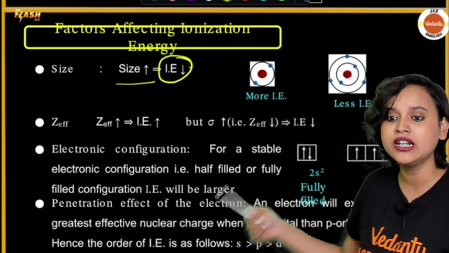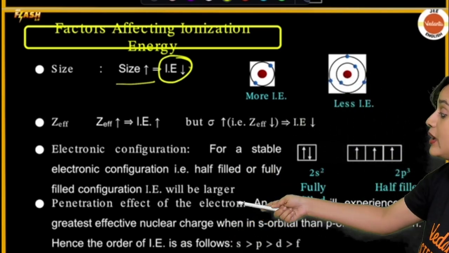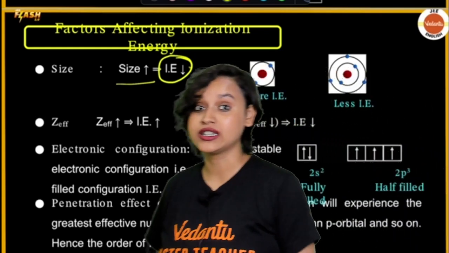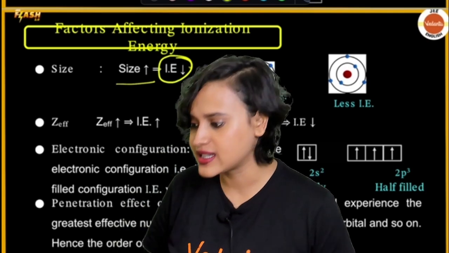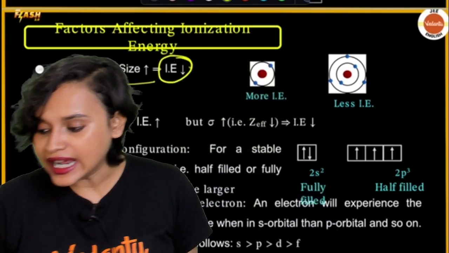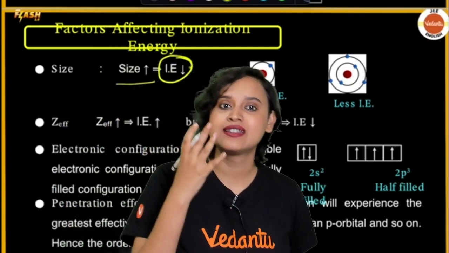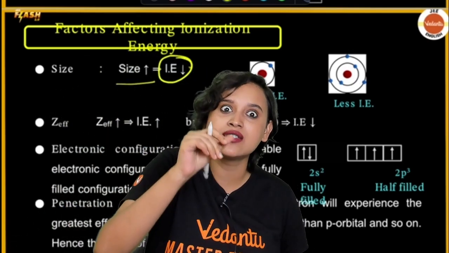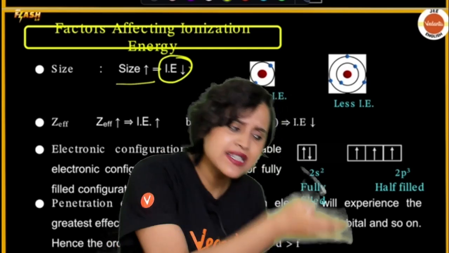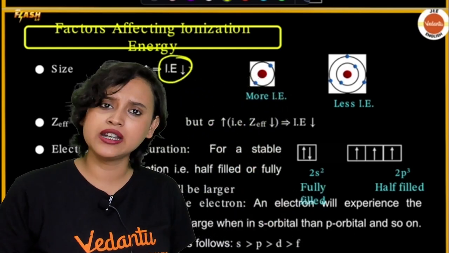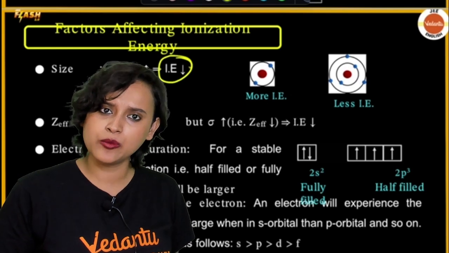Yes, for a stable electronic configuration, especially when you have a half filled or a fully filled electronic configuration, that is p3, p6, d5, d10, ns2. Yes, in these scenarios, you will see that the ionization enthalpy is even more. Why? Because they have the stability. They have the stability. Are you getting my point?